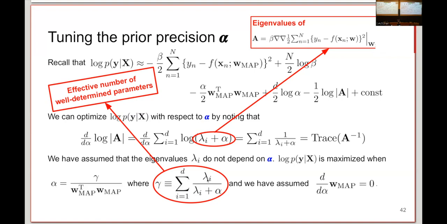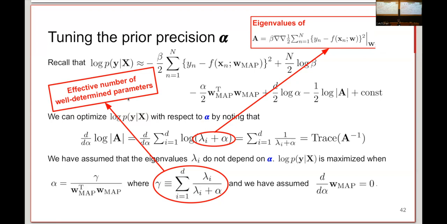And when this lambda i goes to large values, because you have lambda i in the numerator and in the denominator, this goes to one. So basically, when you have dimensions that are quite tight and well determined by the data, you count one. And when you have dimensions that are not well determined by the data, you count zero. And in the end, this gamma represents the effective number of well-determined parameters in your neural network. And that has a very good and intuitive interpretation.